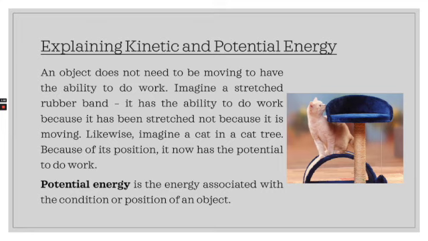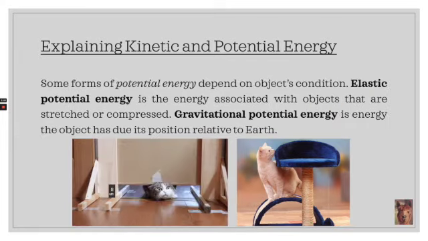An object does not need to be moving to have the ability to do work. Imagine a stretched rubber band. It has the ability to do work because it has been stretched, not because it's moving. Likewise, imagine a cat sitting in a cat tree, like this one. Because of its position, it now has the potential to do work. Potential energy is the energy associated with the condition or position of an object.